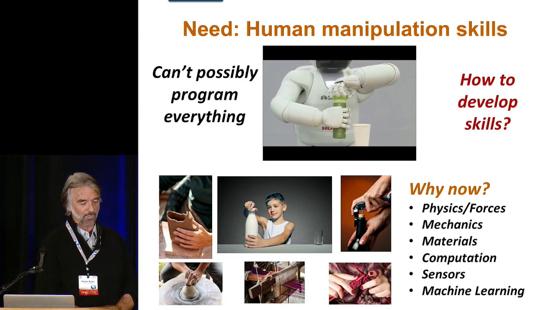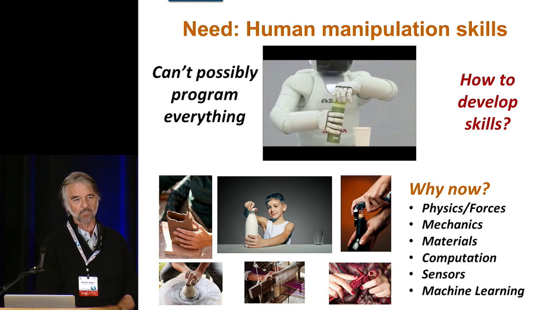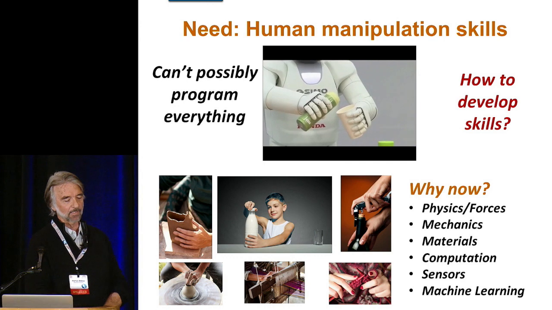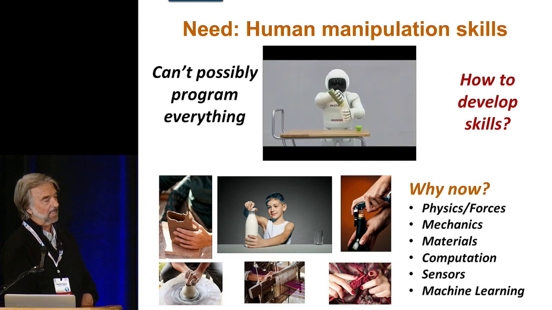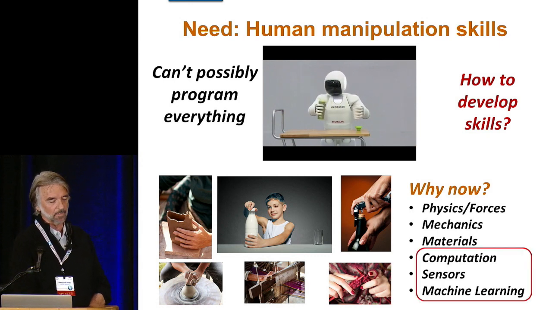That's typical of how robots work. Clearly, people don't do that. You know, children can pick up bottles, open them up, all kinds of tasks we learn how to do very early, and we learn them sort of naturally. And we can't anticipate having to program all these things. So an issue is, how do you develop these skills? And we talk about that in the work we do.